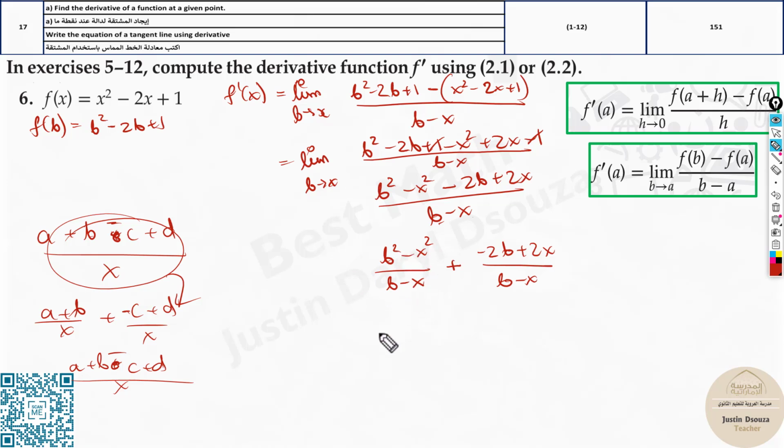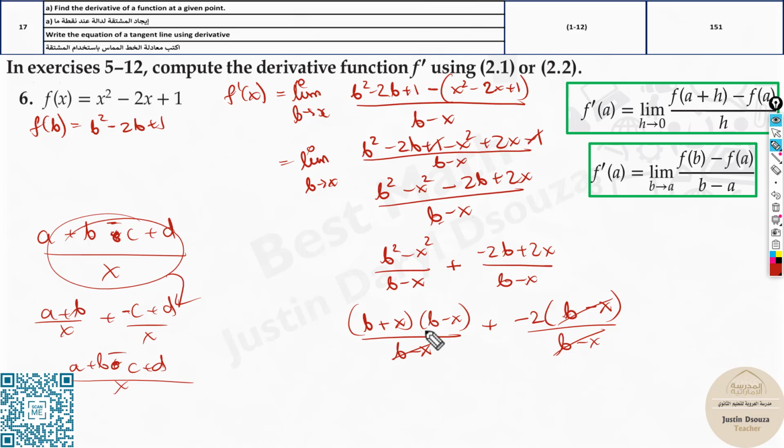Now here, b squared minus x squared, what is the formula? It's b minus x times b plus x, divided by b minus x. And what about the right side? Here, if you take 2 outside, it'll be minus b plus x. So just take minus 2 outside. What is it going to be? It'll be positive b because minus 2 is gone. And minus 2 from positive is gone, so it'll be minus x, divided by b minus x.